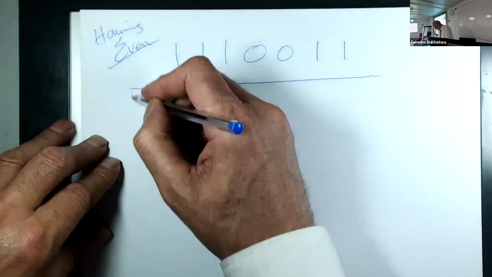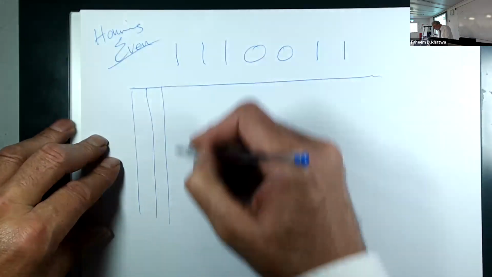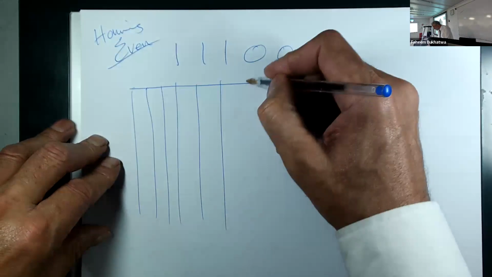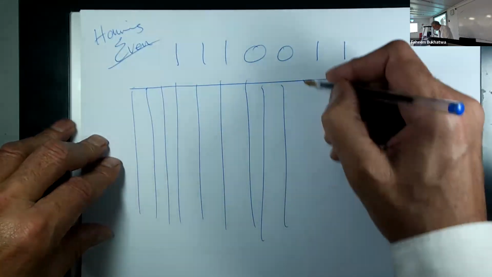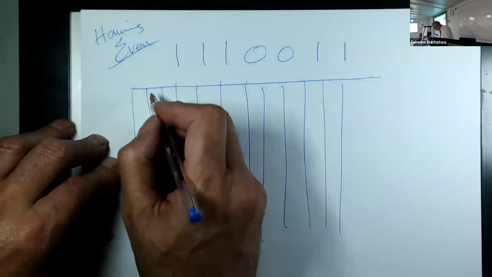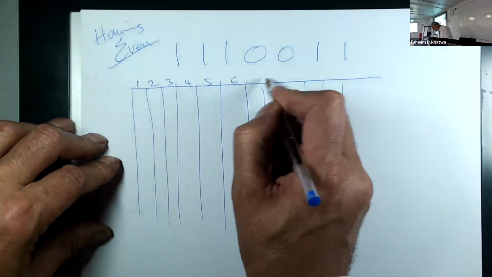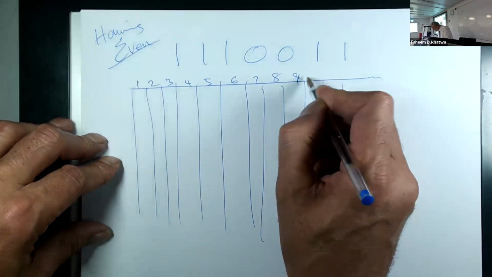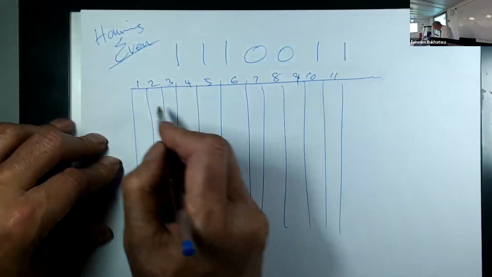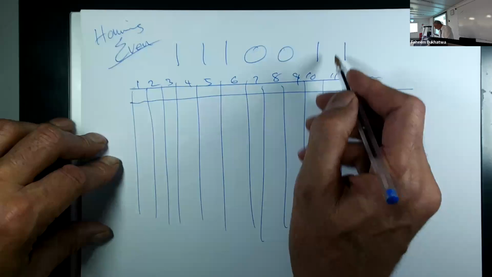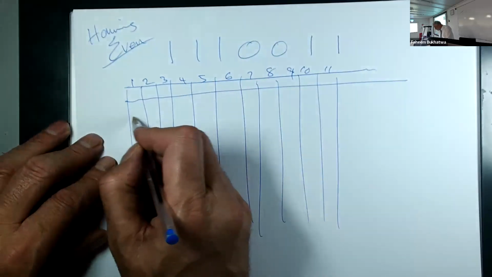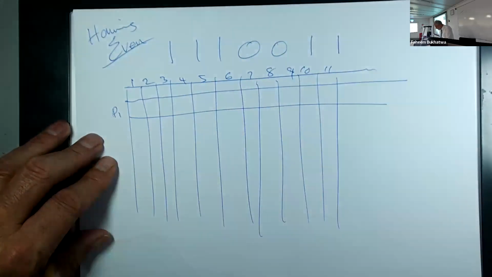Make a table: 1, 2, 3, 4, 5, 6, 7, 8, 9, 10, 11, 12, numbering the columns. I'm going to write the data here that I have, and then I'm going to work out what's for parity 1.